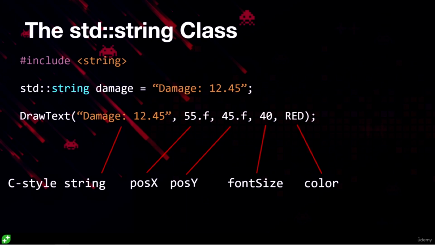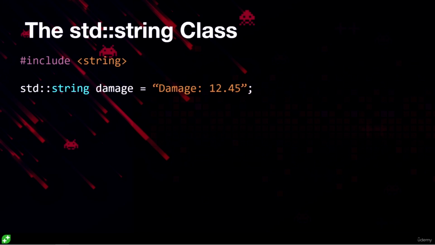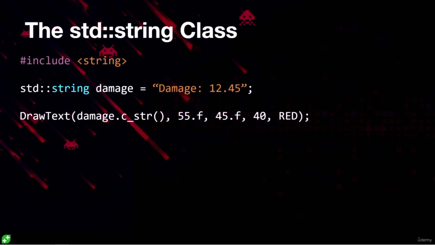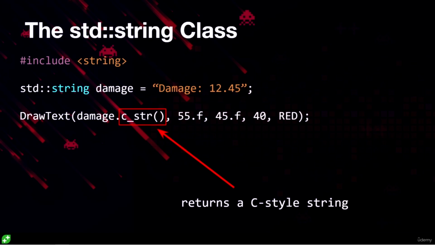Now we want to work with standard strings in order to manipulate them with the functions that we saw in the previous slides. So how can we pass in a standard string to the drawText function when drawText requires a C-style string? Well, the standard string type has a pretty handy function. It's c_str, but I refer to it as C_string. And it does exactly what you think. It returns a C-style string.